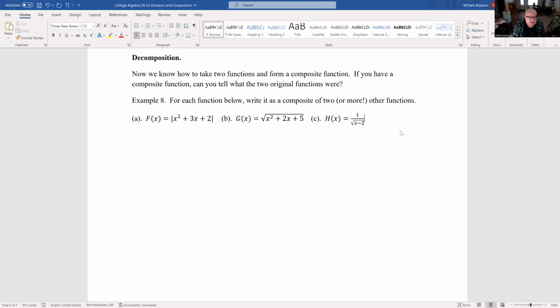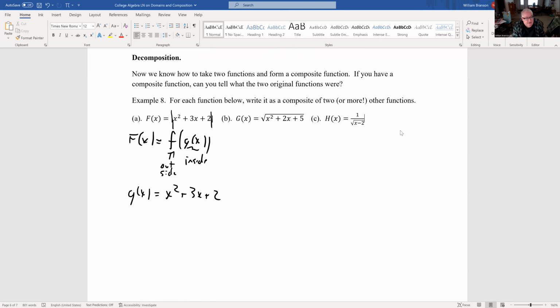So if I look at this, if f of x is a composition of two functions, I need an inside function and an outside function. And the inside function is usually easy to find because you have nice parentheses or something. So here we have the absolute value bars. That tells me that my inside function is x squared plus 3x plus 2.